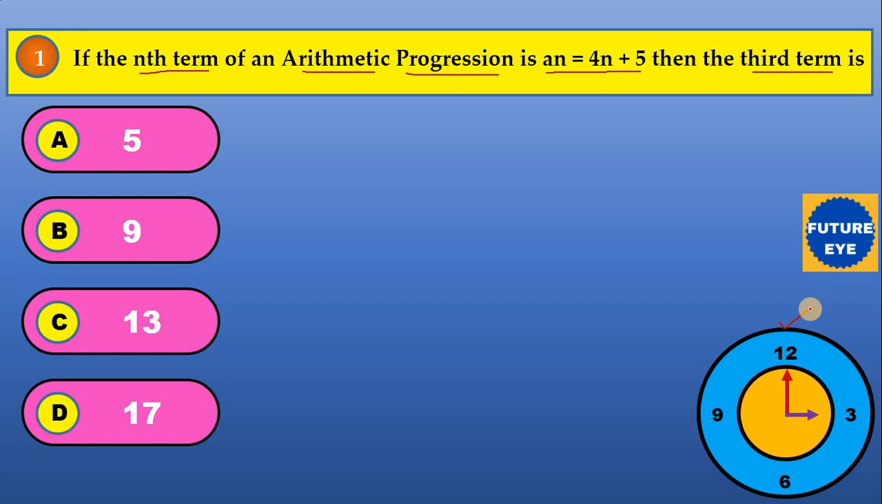Time up, children. First, let's see the answer for this question. That is option D, 17. Now, let's see how we got 17. See, consider the nth term, an equals 4n plus 5.